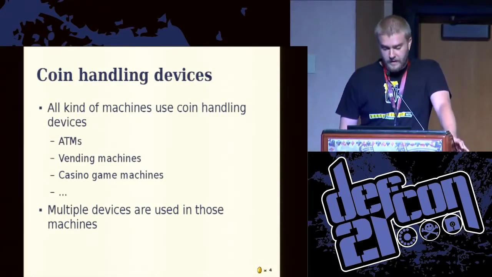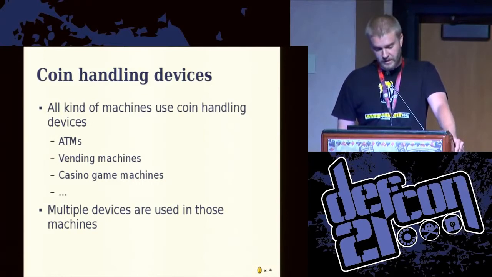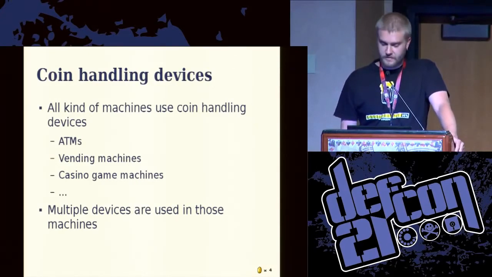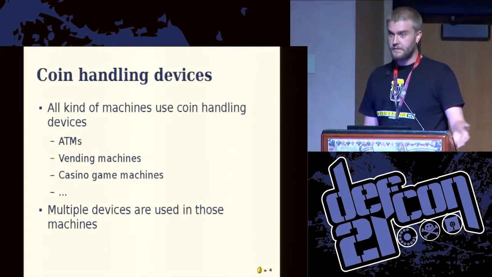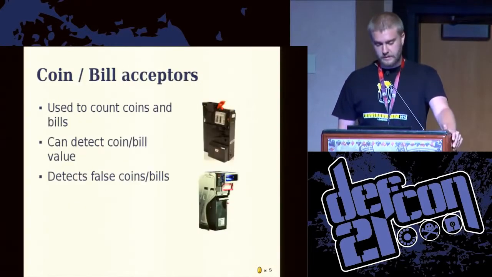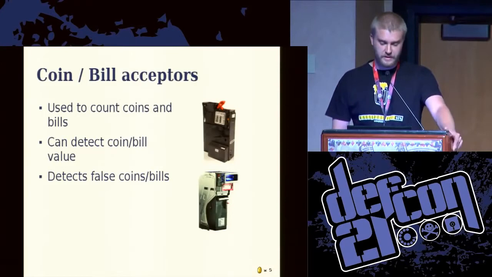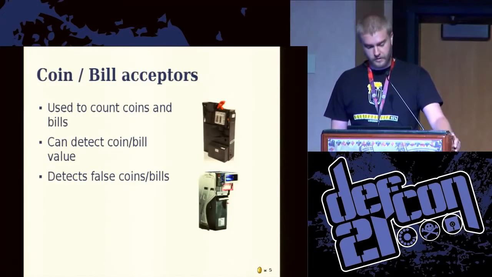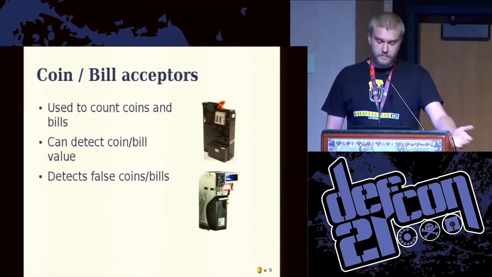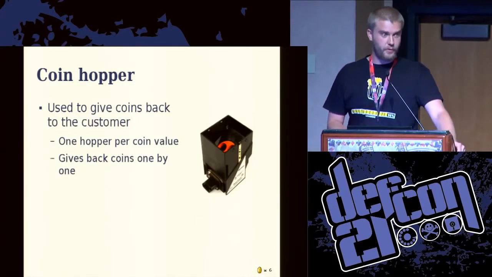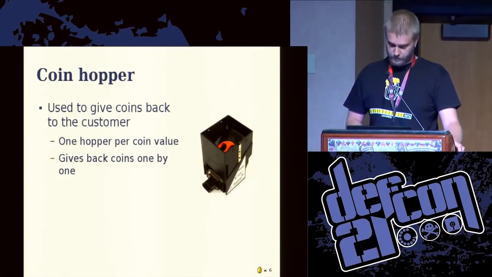So first of all, any kind of machines that accept coins or bills are used every day, especially I think in casinos or in Vegas, like ATMs, vending machines, slot machines, etc. And there are multiple devices that are used to process money and give money back. For instance, coin and bill acceptors are obviously used to count coins and bills, and can also detect if you insert a false coin or a coin from another country, etc. The main board will send a command to release 4 coins so you can get your change back.